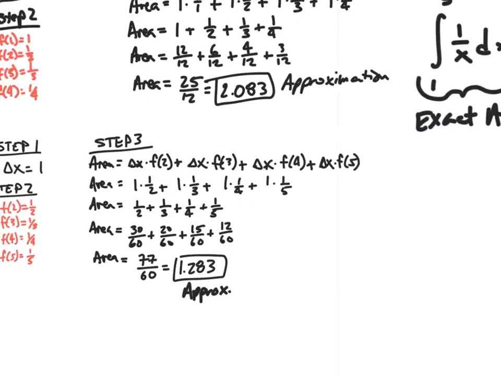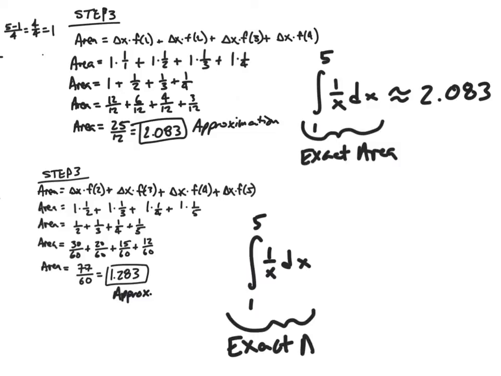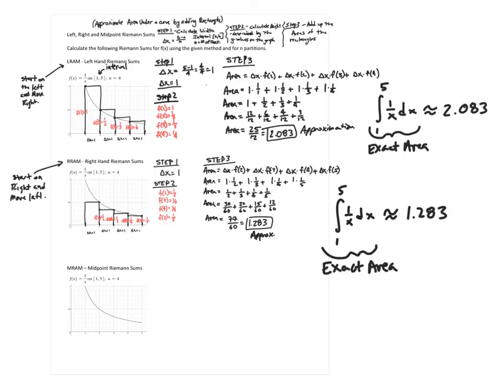Okay, but what I do want to note here is that if we were to look at the exact area, which is the integral between 1 and 5 of 1 over x dx, this will give us our exact area. Now, we don't know how to calculate this just yet, but this is the exact area. And our exact area is approximately equal to 1.283. Okay, so what you notice here is that, in this situation, if we did LRAM on this function, we get an overestimate. If we do RRAM, we get an underestimate.